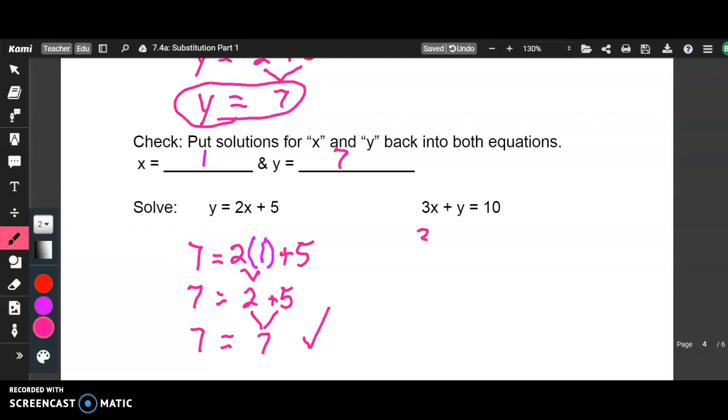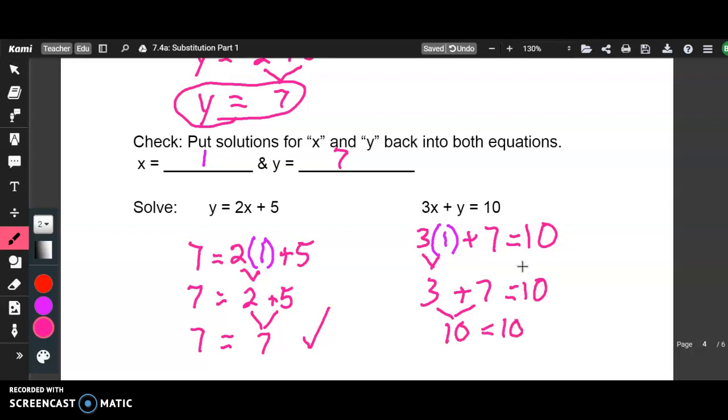Then it would be 3 times 1 plus 7 equals 10. 3 times 1 is 3. 3 plus 7 equals 10. 3 plus 7 is 10, so 10 equals 10. So I did that correctly. I got both my x and my y, and we did that correct.